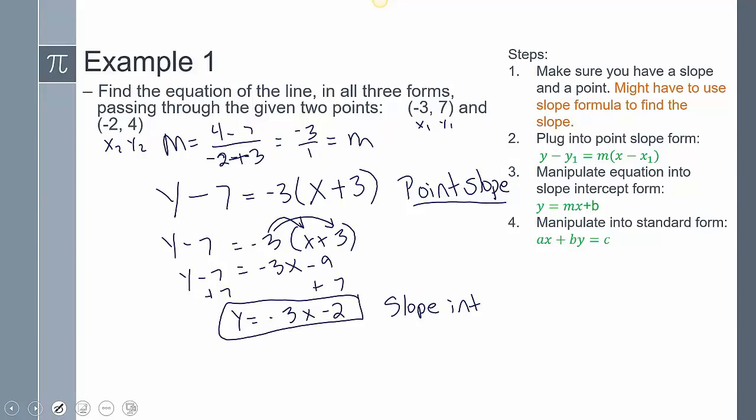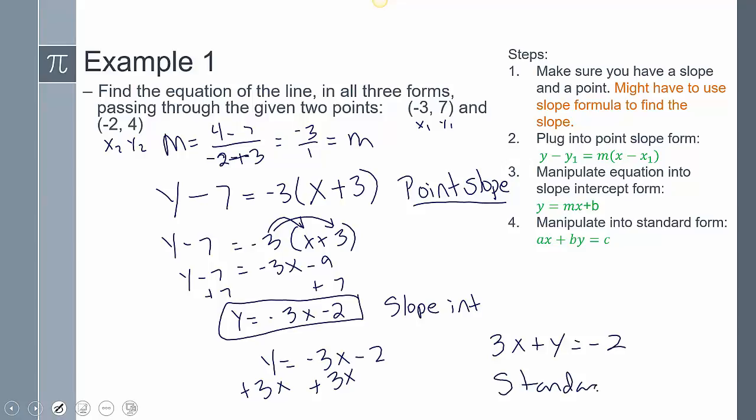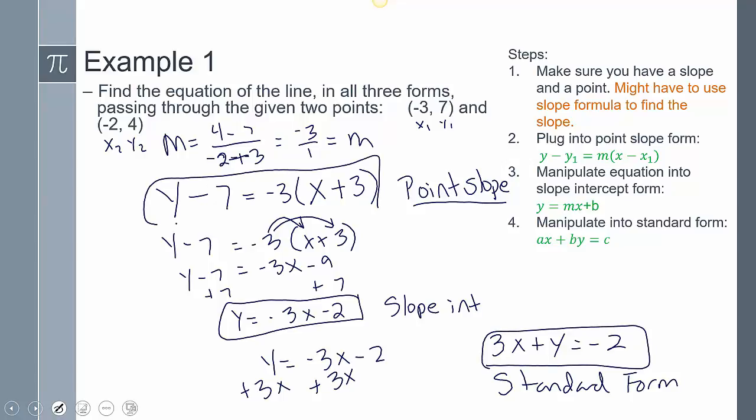And so last, my standard form. If I have y equals -3x minus 2, if I add 3x to both sides, I'm going to get 3x plus y equals -2. This right here is my standard form. And so here are all of my three forms.